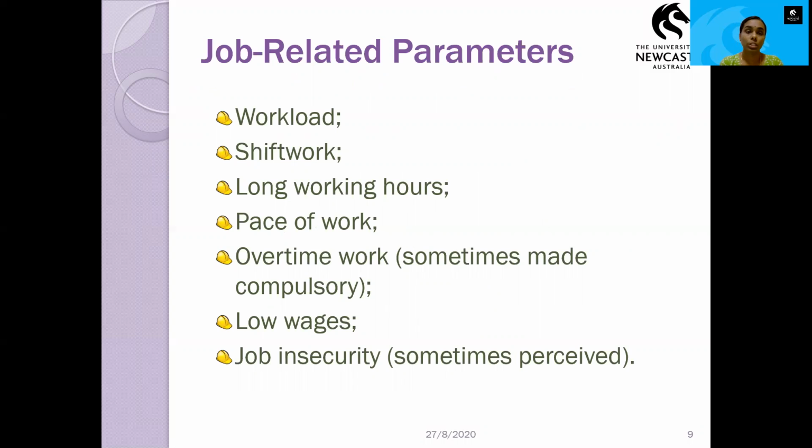Next comes the most important one, the job related parameters. The workload, the shift work, sometimes it's rotating shift, sometimes it's irregular shift. So these could cause problems, long working hours and the pace of work. That means they have to speed up work. Overtime work, in many companies, overtime work is made compulsory. Low wages and job insecurity, that is whether they're going to continue or whether they will get a job after this project finishes, that is a problem. So these are the most important parameters which need to be looked at.